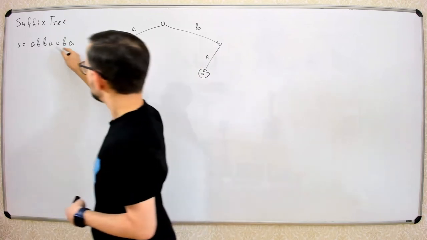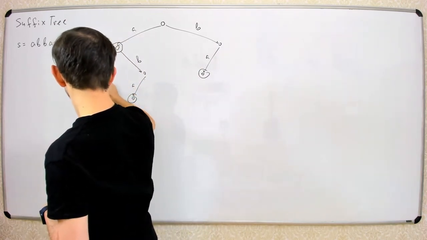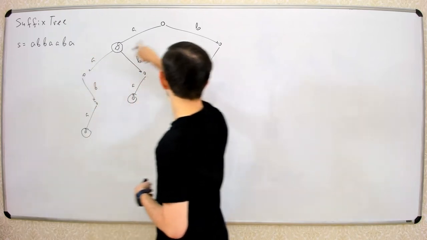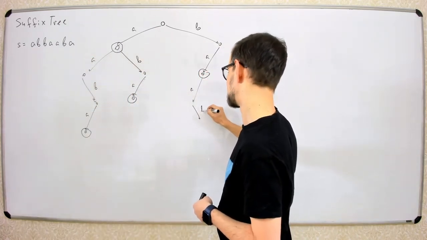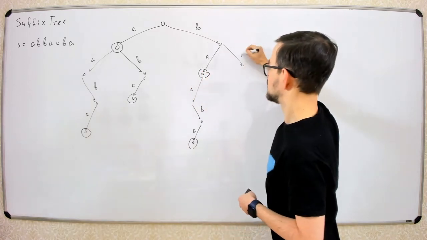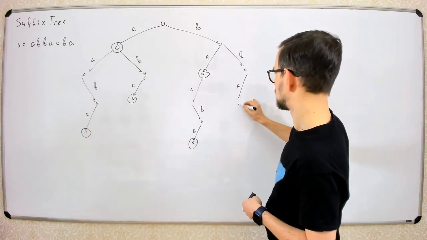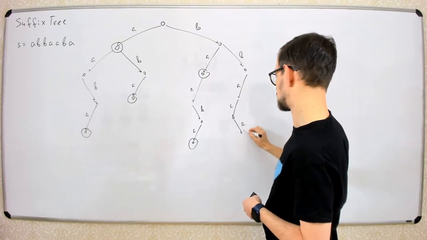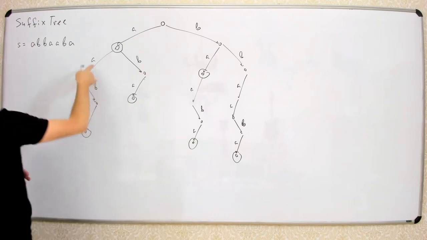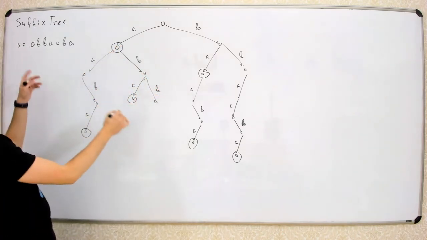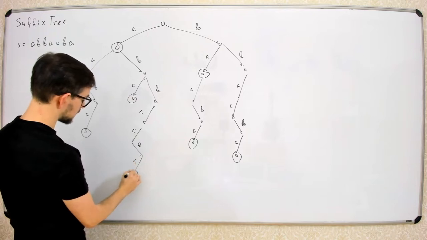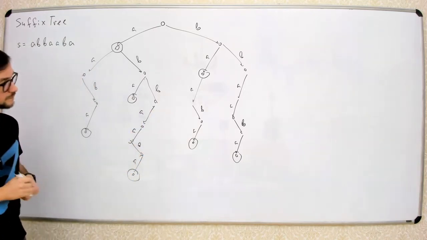Now we have suffix ABBA, so ABBA here. And also we have BABBA. It's a little bit boring, but it will end soon. Now we have BBABA, BBA. And finally the full string A, B, B, A, B, A here. Something like that.